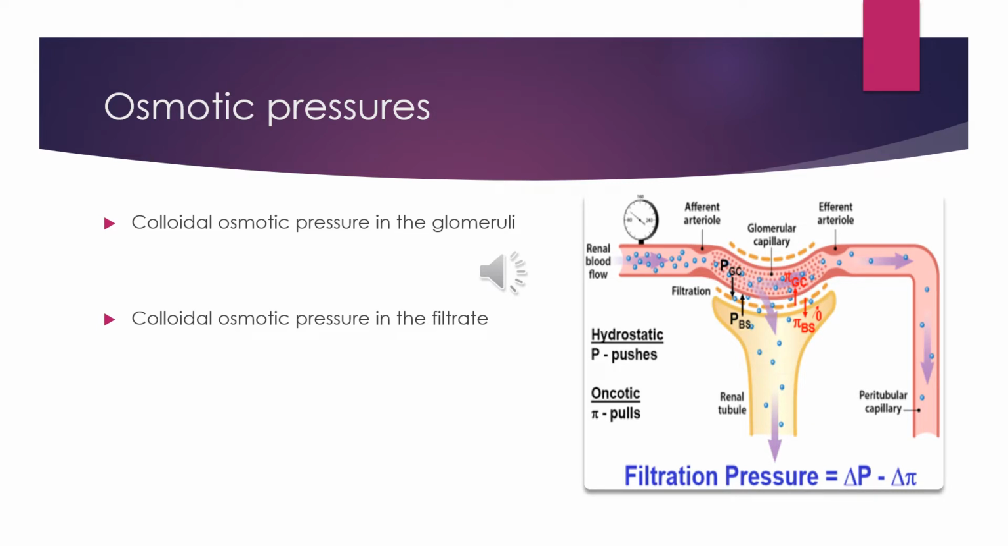Now let's see the osmotic pressures. The osmotic pressures involved here are the colloidal osmotic pressure in the glomeruli and the colloidal osmotic pressure in the glomerular filtrate. So colloidal osmotic pressure in the glomeruli means it is the pressure exerted by the plasma proteins in the glomerular capillary. And since the proteins are absent in the glomerular filtrate, this colloidal osmotic pressure in the filtrate is actually negligible.